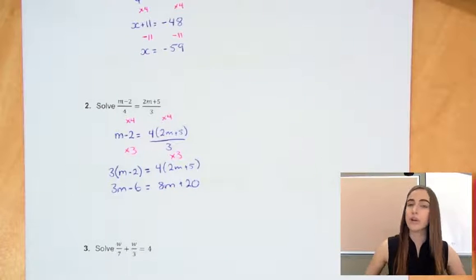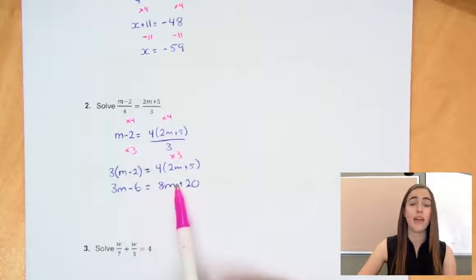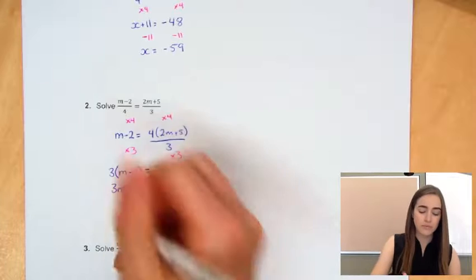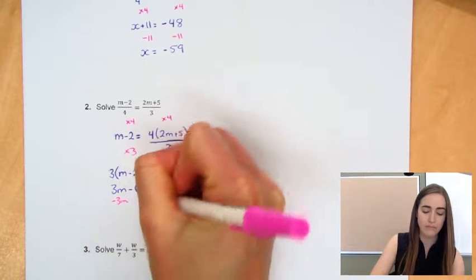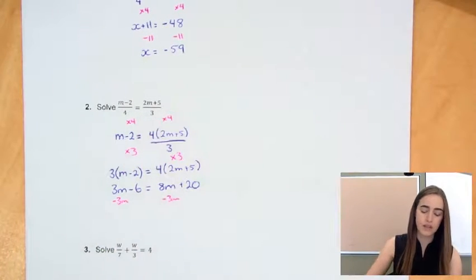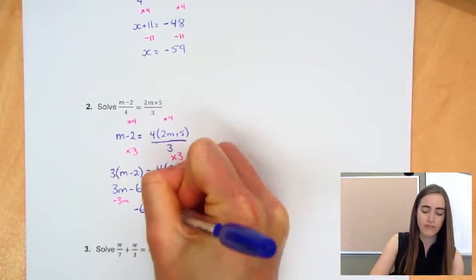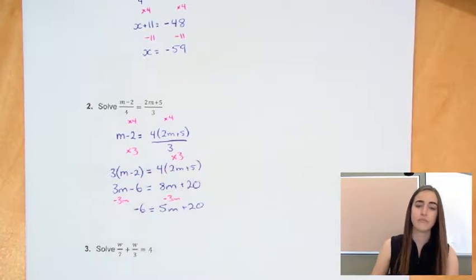So now we have an equation. We don't have any fractions left, but we do have pronumerals on both sides. We've got m's on both sides of that equation. So we want to get rid of them off one side. We can either get rid of the 3m or the 8m. It doesn't matter which one. Usually we tend to go with the smaller one. So let's subtract 3m from both sides. And we'll be left with minus 6 equals 5m plus 20.